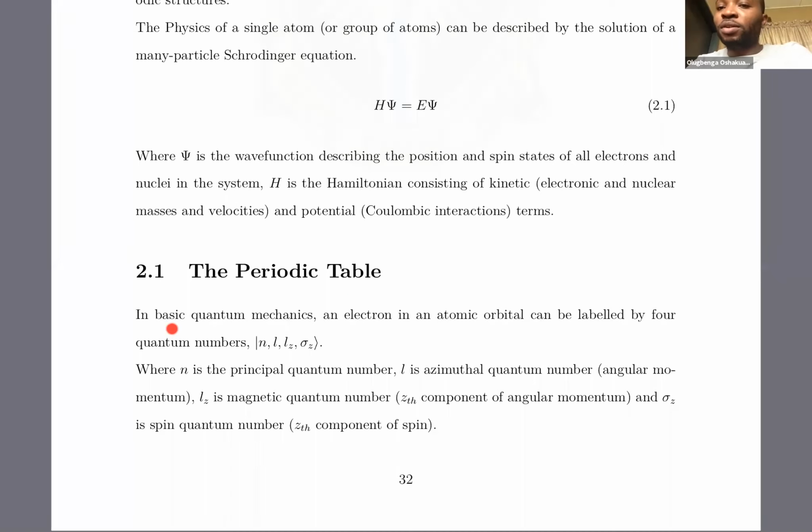the 4 quantum numbers. n is the principal quantum number. l is the azimuthal quantum number. l subscript z is the magnetic quantum number, while sigma subscript z is the spin quantum number. So these 4 quantum numbers for every particular element should be distinct. They help in describing every electron on a particular element; their quantum numbers must be unique. No 2 electrons should have the same set of quantum numbers. As we go on, we'll be seeing the differences between these 4 quantum numbers.